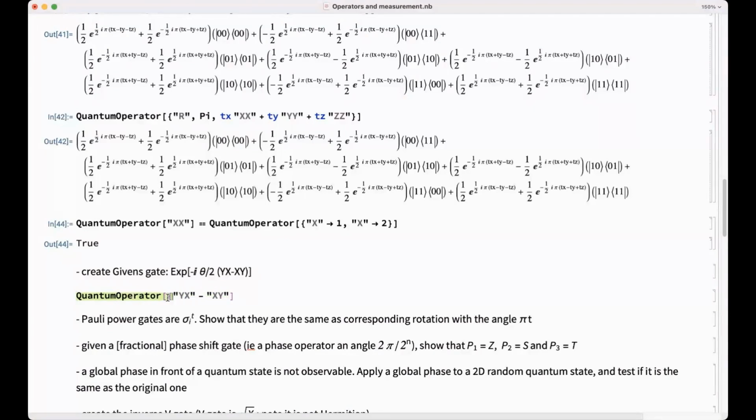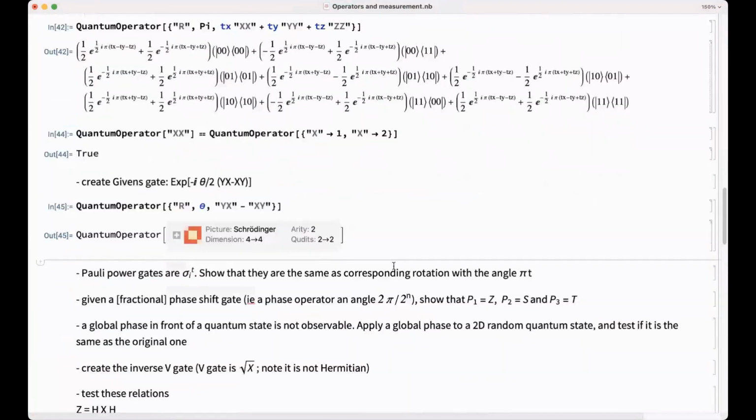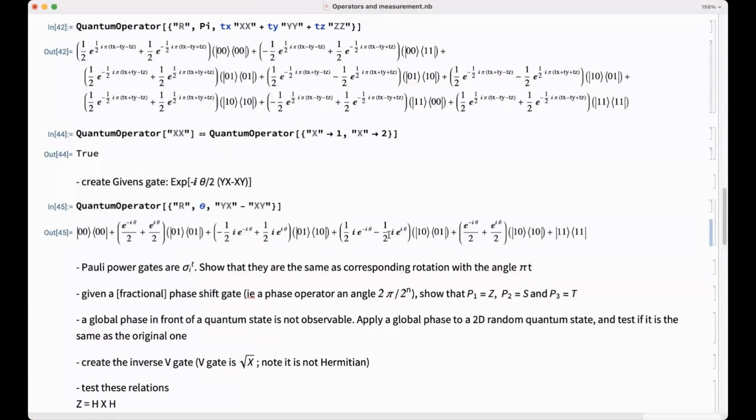You can create the exponent directly, or this time let's go with our rotation operator. So you see, again, three arguments. The first argument says what family of unnamed operators, then the coupling or the angle, and then the type of operators that you want to apply. So that's a very straightforward way of creating that Givens gate, Givens operator.